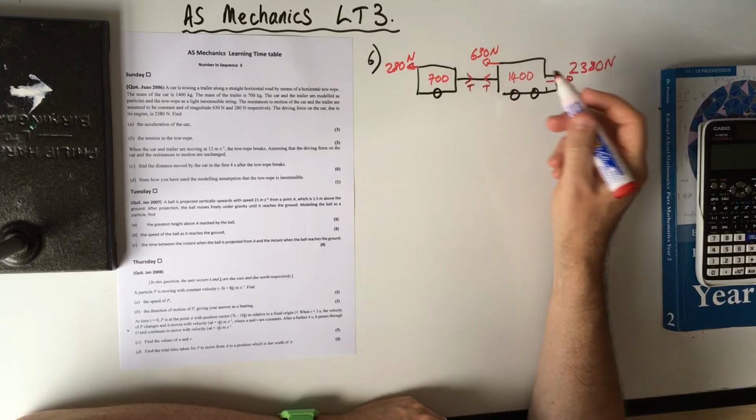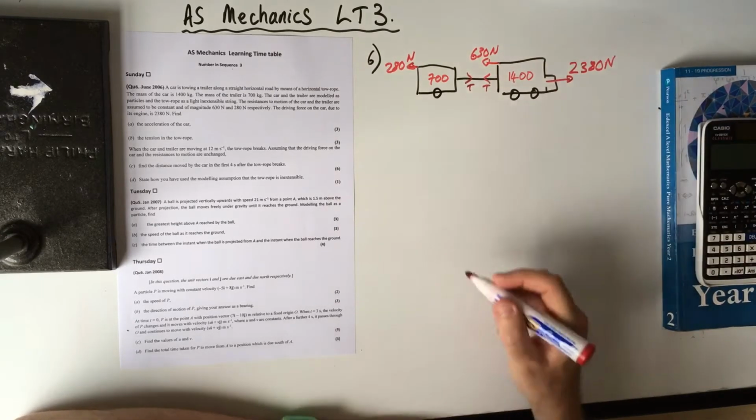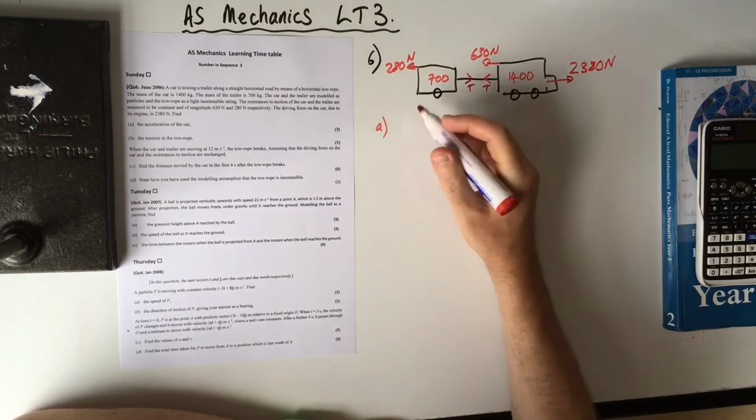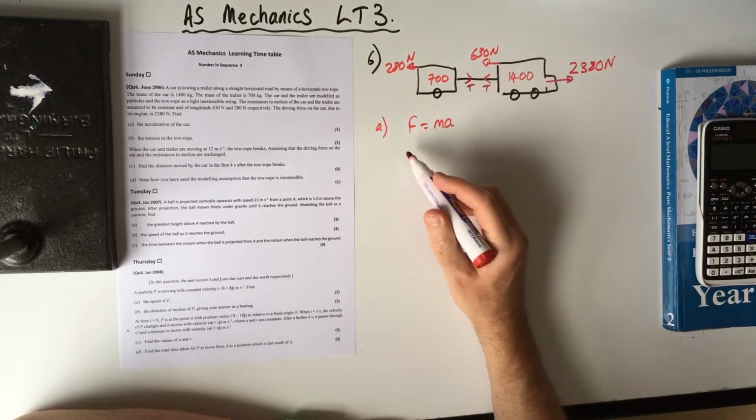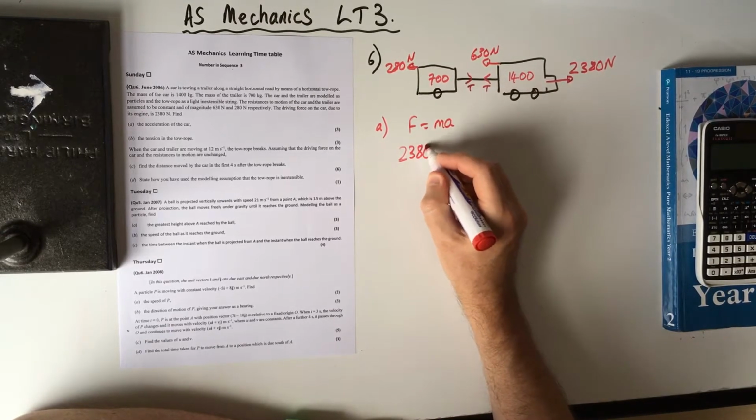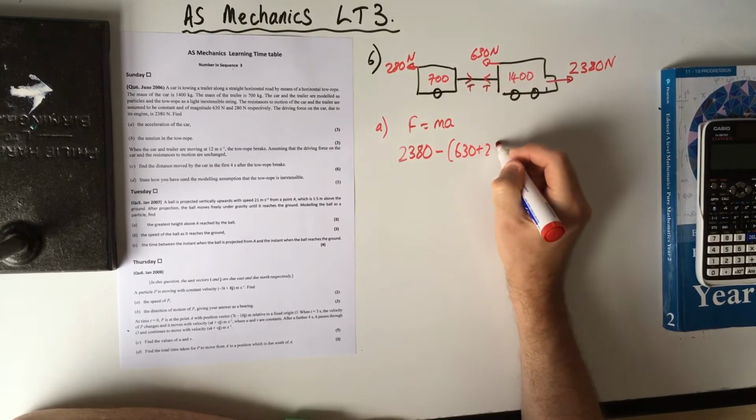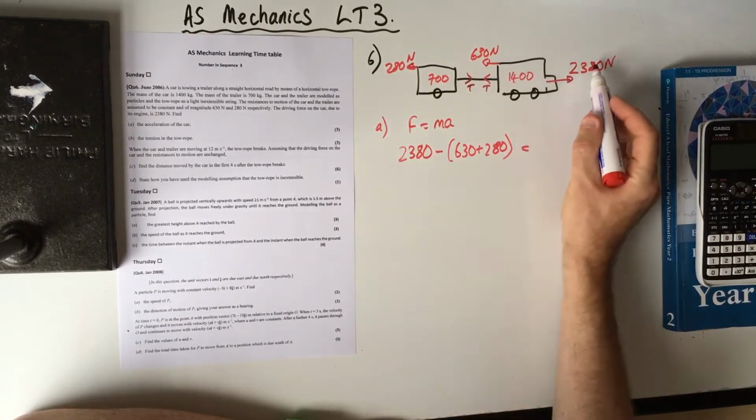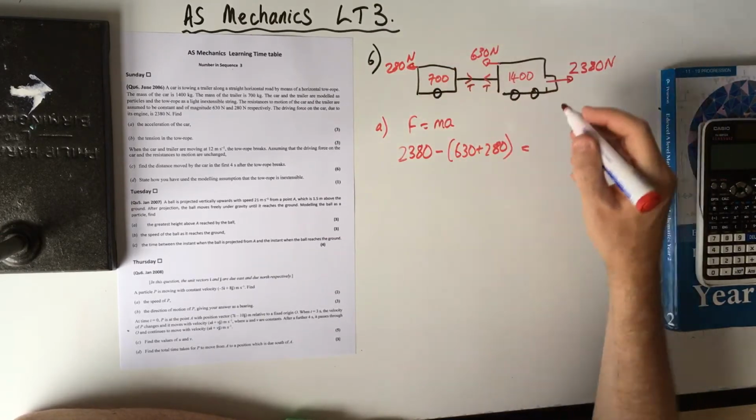Find the acceleration of the car, and the tension in the tow rope, and then there's some other stuff to look at in a second. So for the acceleration of the car, we're going to apply F equals ma. Remember the F here is the net force, and the net force is the 2,380, but you've got to take away the forces that are acting against it. So 630 plus 280. That's all of the net force, isn't it? Take away those two, and that is equal to the mass of the whole thing. We're considering the whole thing.